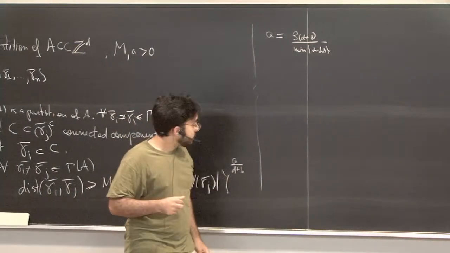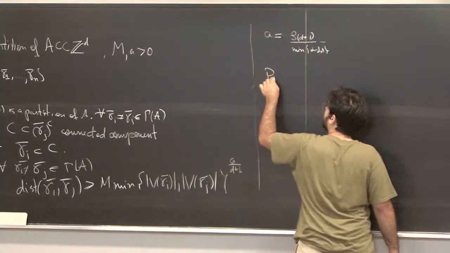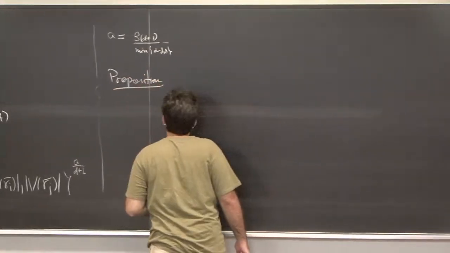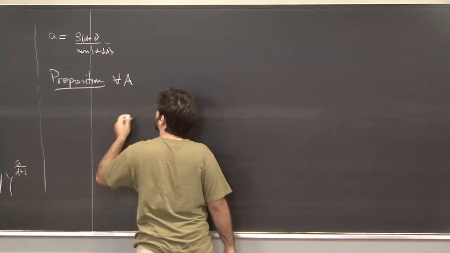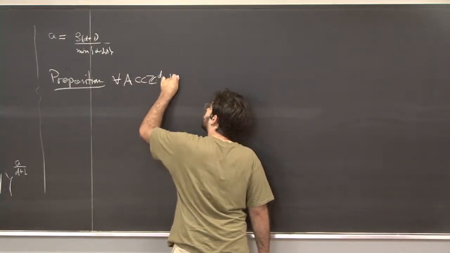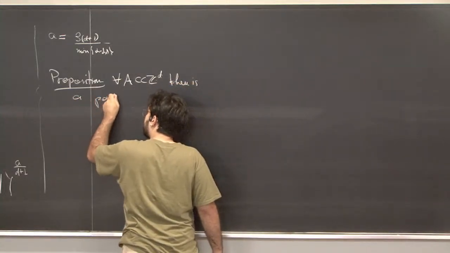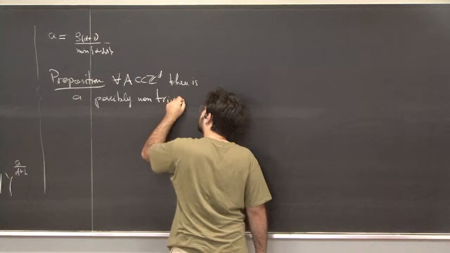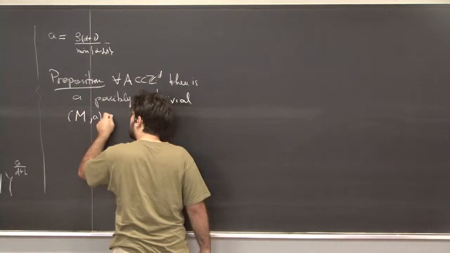So what we did yesterday is that we were proving the following proposition. For any given A in Z^D finite subset, there is a possibly non-trivial MA partition.